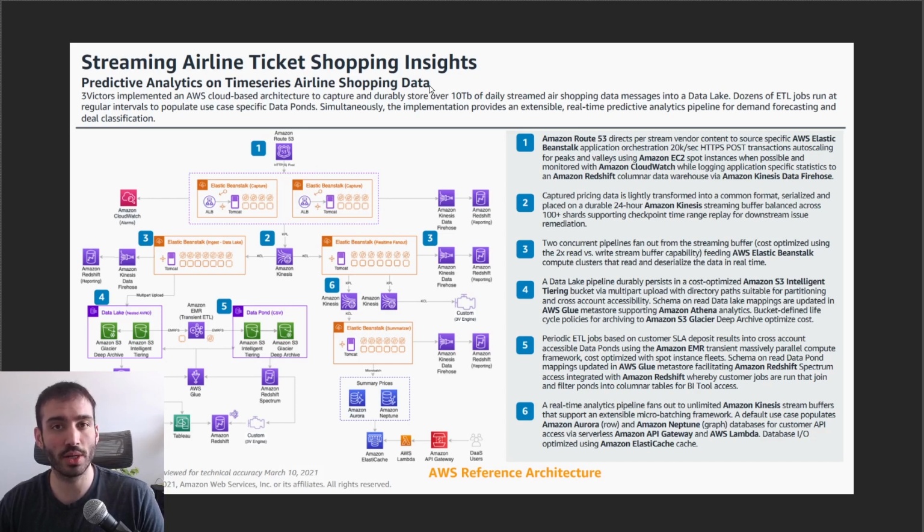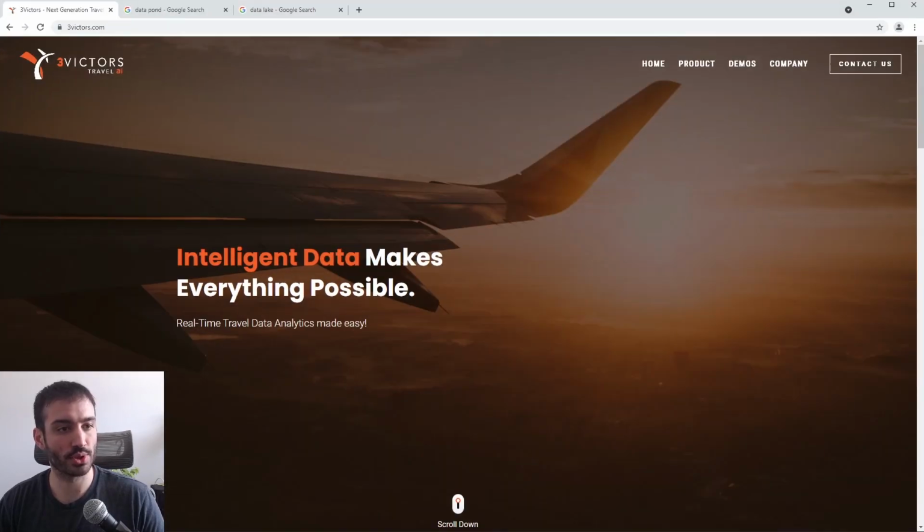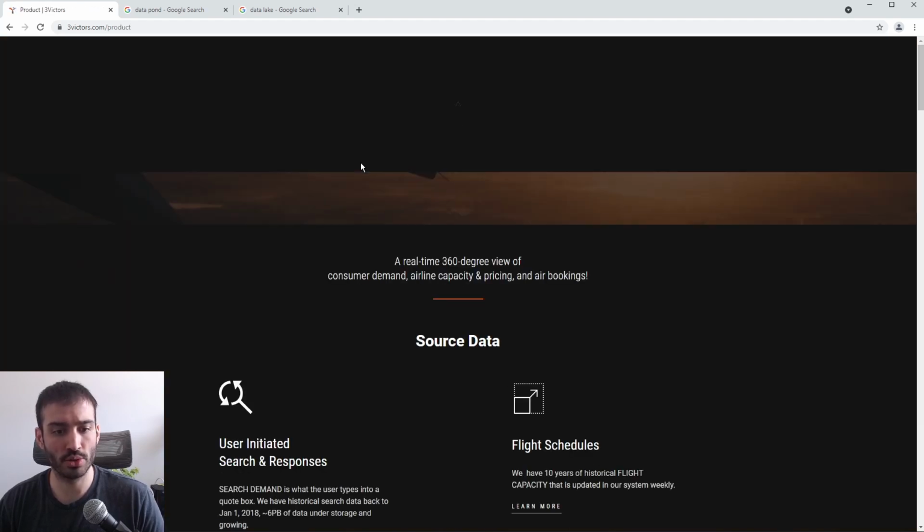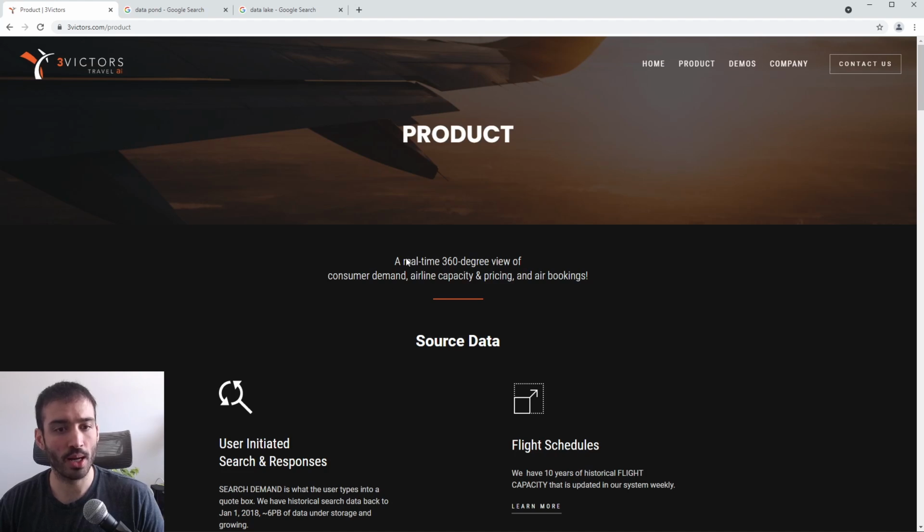And I didn't know much about this company, 3Victors, so I decided to just look them up. So let's go over to their website really quick. It's just 3victors.com, and here is their homepage. They are a data company, and they make everything possible, apparently. And they offer real-time data analytics made easy. Let's just take a look at their product page really quick to see what they do. So they offer a real-time 360-degree view of consumer demand, airline capacity and pricing, and air bookings.